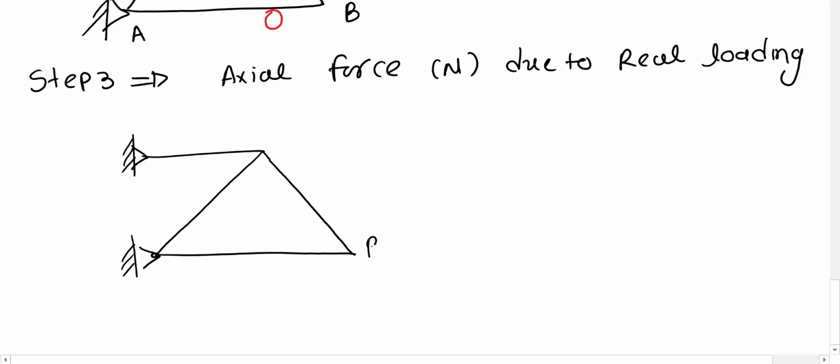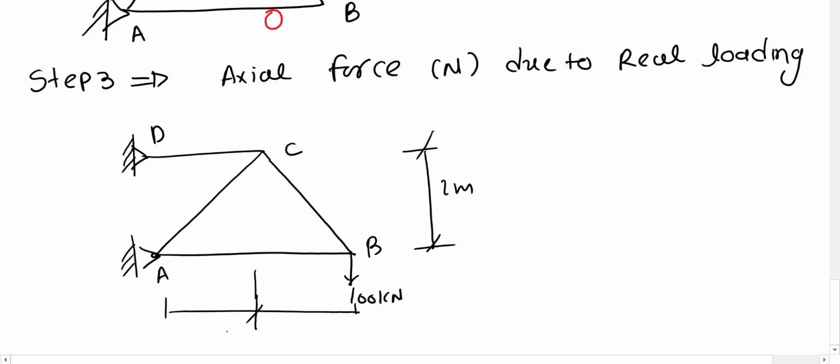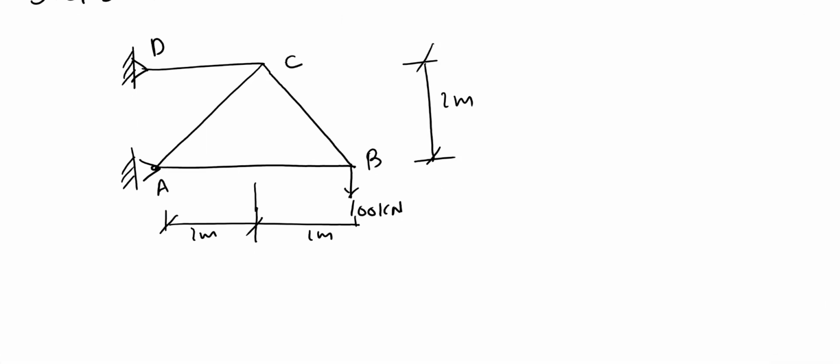and we have vertical loads given at point B, which is 100 kilonewtons, and we have C and D, and we have this measurement 2 meters, and this is 2 meters and 2 meters. Now we're going to solve for the same. We're going to use the joint method.